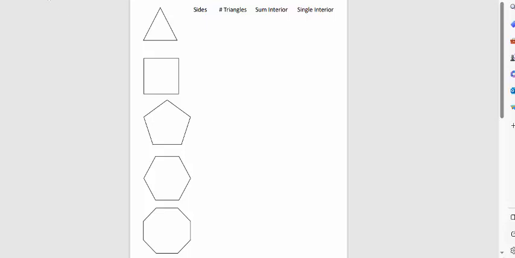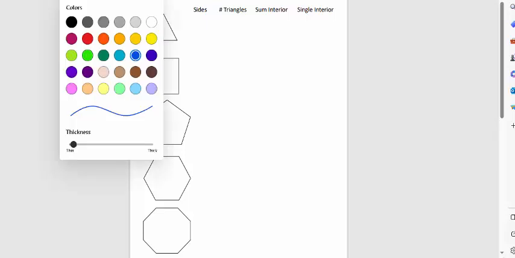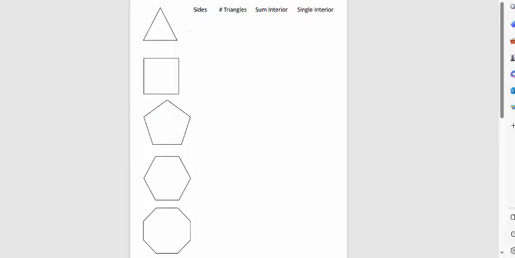All right, so we already know that a triangle has 180 degrees. So let's start filling this in here. A triangle has three sides, and if we start in one corner and go to the other corners, we can see that we only get one triangle there. And the interior angles, meaning the inside angles of a triangle, all add up to 180 degrees.